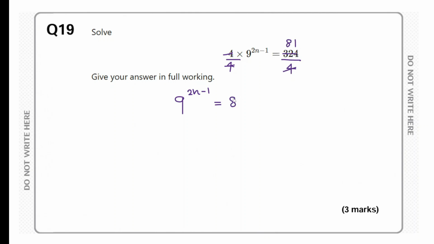That will be 81. Now, 81 is 9 squared. So I can write 9 to the power of 2n take away 1 is equal to 9 squared. Now you can clearly see these two must be the same. So I can write 2n take away 1 is equal to 2. Negative 1 becomes positive here. 2n is equal to 3. So divide both sides by 2. These two get cancelled out. n is equal to 3 over 2.